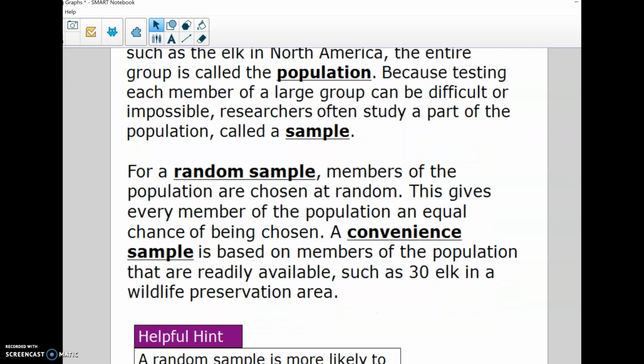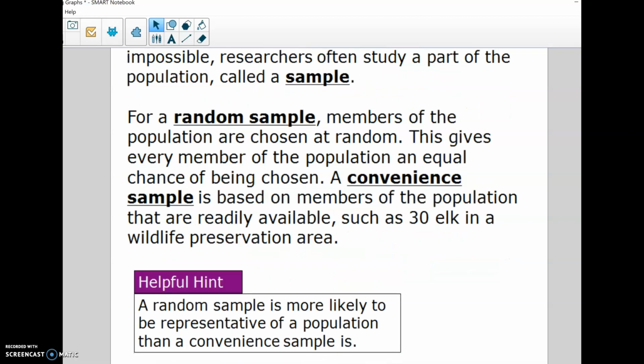A convenient sample is when you take just whoever is readily available. So instead of writing down everybody's name that's in 6th grade in a spreadsheet or something and then randomly picking people, maybe you just ask people in your 6th period class. That would be a convenient sample, and that's not very reliable because people in your 6th period don't really represent the entire population. Okay, so a random sample is best if you want to know what answer or answers best represent the population.